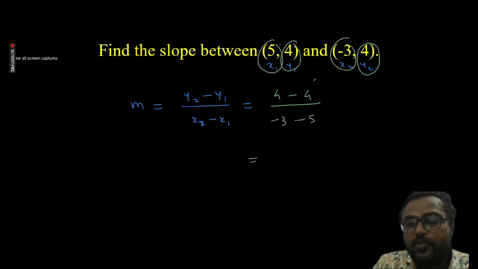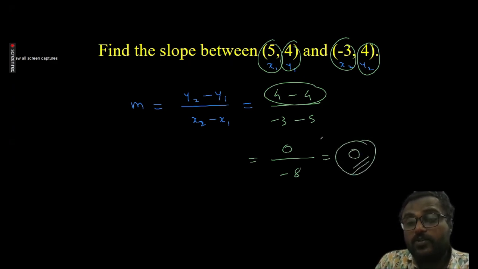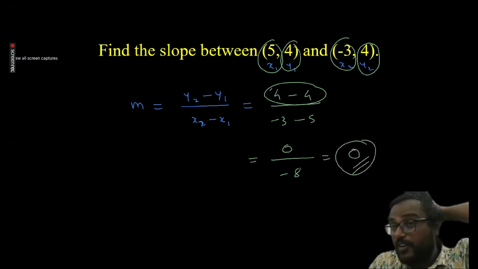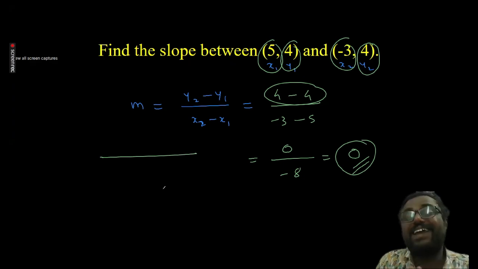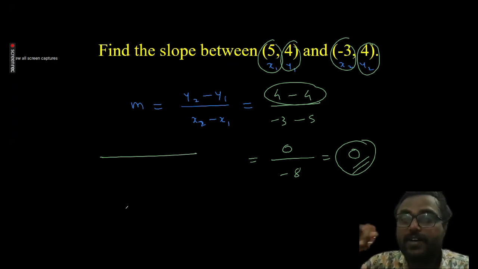So what do we have? 4 minus 4, 0. Negative 3 minus 5 is negative 8. 0 divided by anything is nothing but 0. So these 2 points have 0 slope, which means it's a straight horizontal line. Okay, I hope you guys got it.